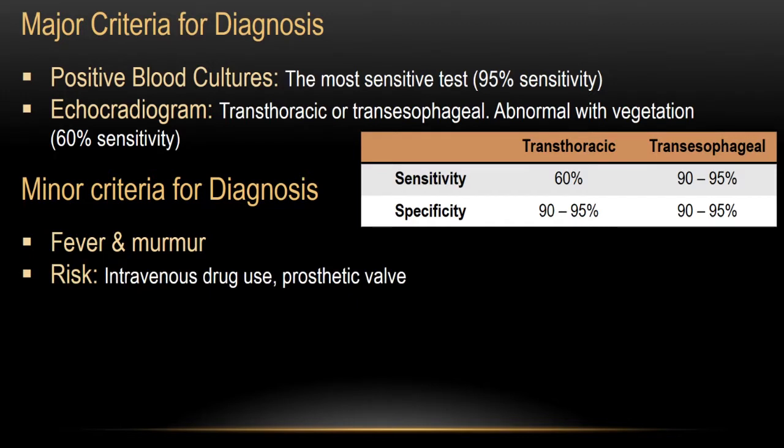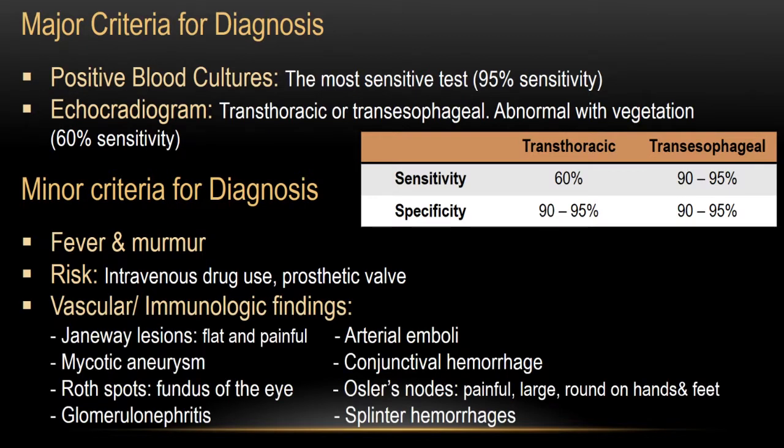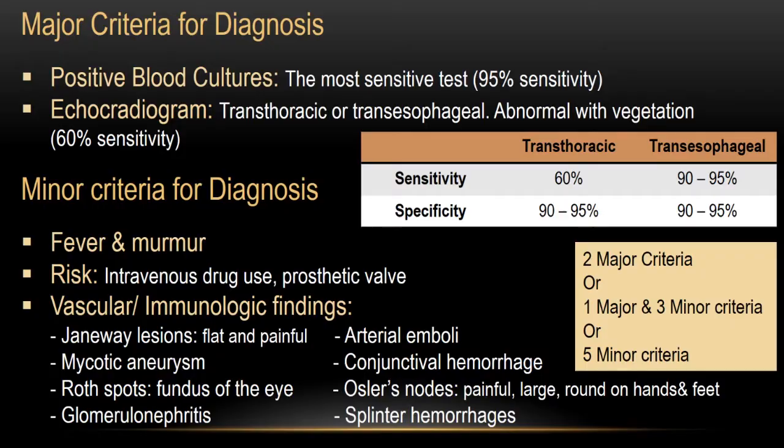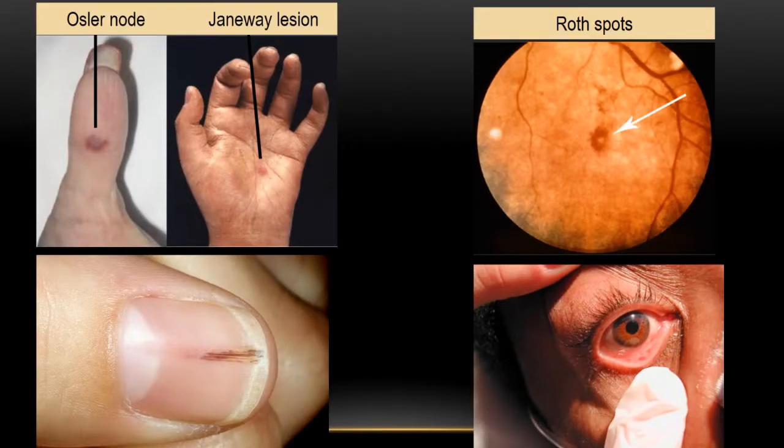Let me show you some pictures for these lesions here. Janeway lesion, it's flat. I move my hand, I cannot feel it. Osler's node, it's raised, and both of them are painful. Osler is raised, Janeway lesion is flat. We can have Roth spots, we can have splinter hemorrhages, we can have conjunctival hemorrhages. All these are vascular or immunologic findings that could be found.